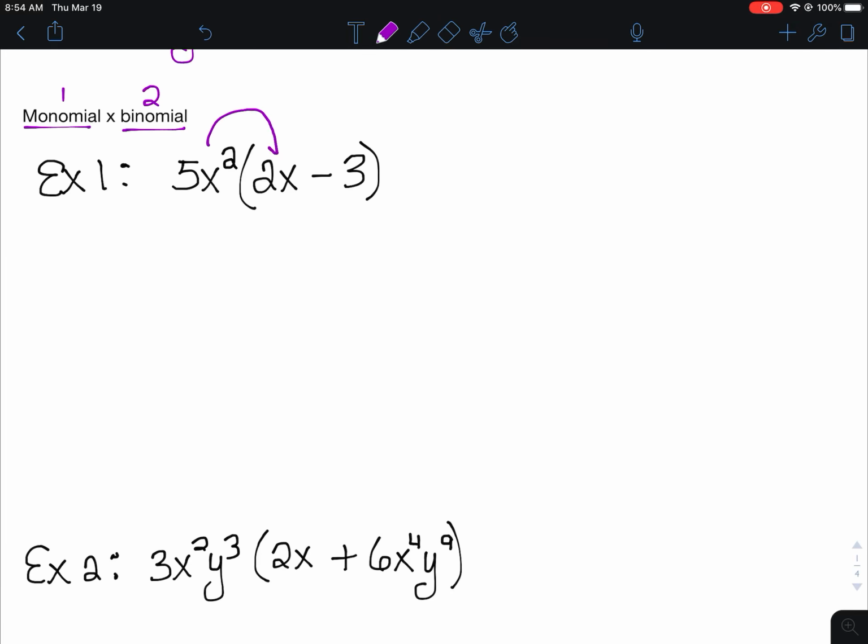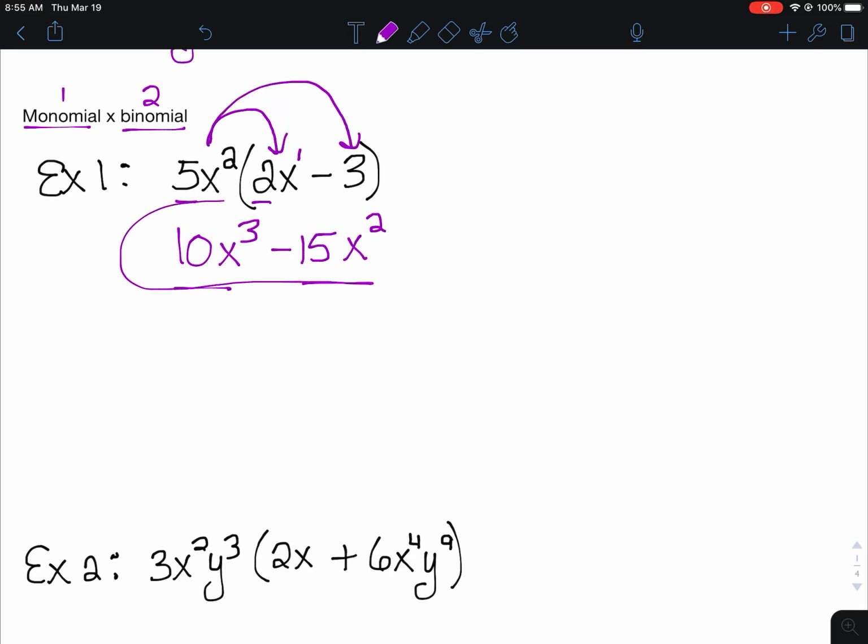So we're starting with 5x squared times 2x, and that's like 2x to the first. So I multiply the whole numbers, which I get 10. And then x squared times x to the first is x to the third. Then I go to the next term. 5x squared times negative 3 is negative 15x squared. So I want to look at my answer and say, can I combine any like terms? Well, 10x cubed, negative 15x squared, those are not like terms. So that means this is my final answer.